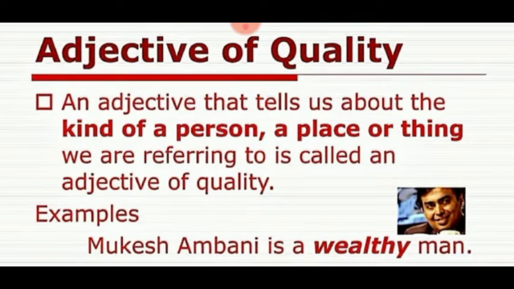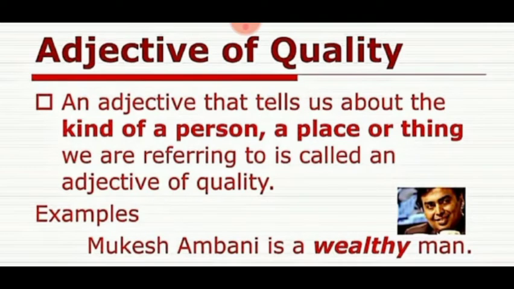For example, if you take a person, what kind of person they are, whether the person is clever or intelligent or poor or tall, fat. All these explain the quality of a person. If you take a place, the place is clean or dirty or huge or small. All these tell you the quality of a place. If you take a thing, whether it is round, big or small, hard or soft, or tall or short, all these explain the quality of a thing.